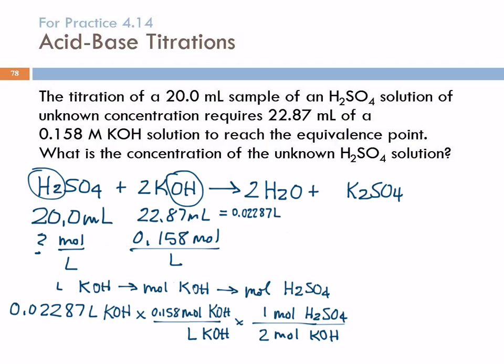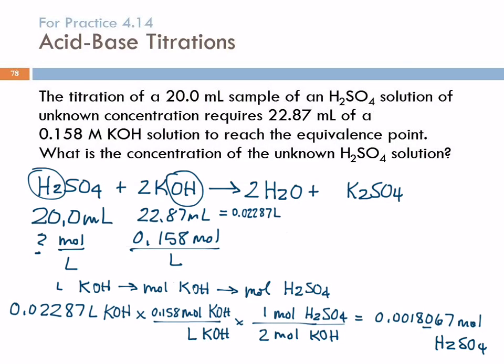So we've got 0.02287 times 0.158 divided by 2. So I've got 0.0018067. That would have 3 significant figures, but I'm going to keep 2 extras. Moles of H2SO4.